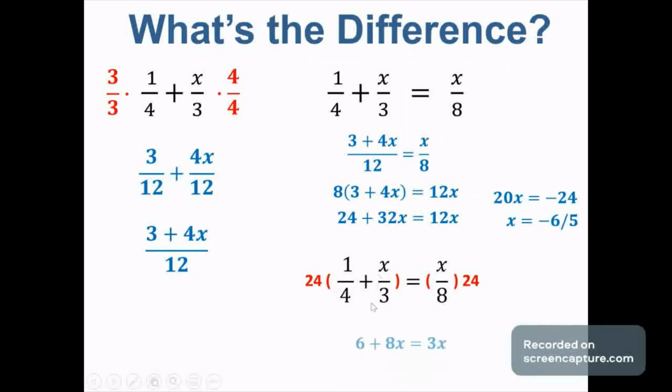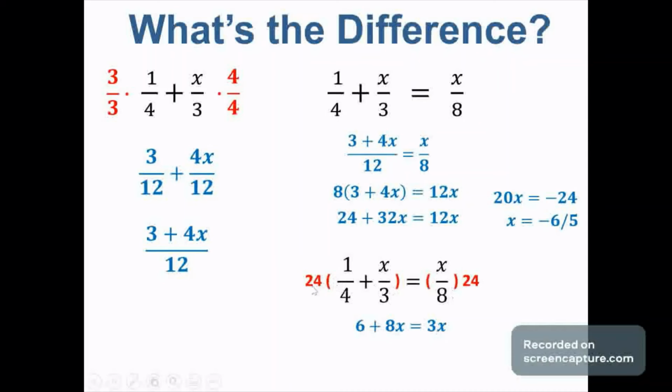So let's take a look. Again, this turned into 6 because it was 24 over 4. This turned into 24 over 3, which reduces to 8x because 24 divided by 3. And on this side, again, imagine that 24 ends up on top of that fraction. We can simplify the 24 and the 8. So 24 divided by 8 is 3.